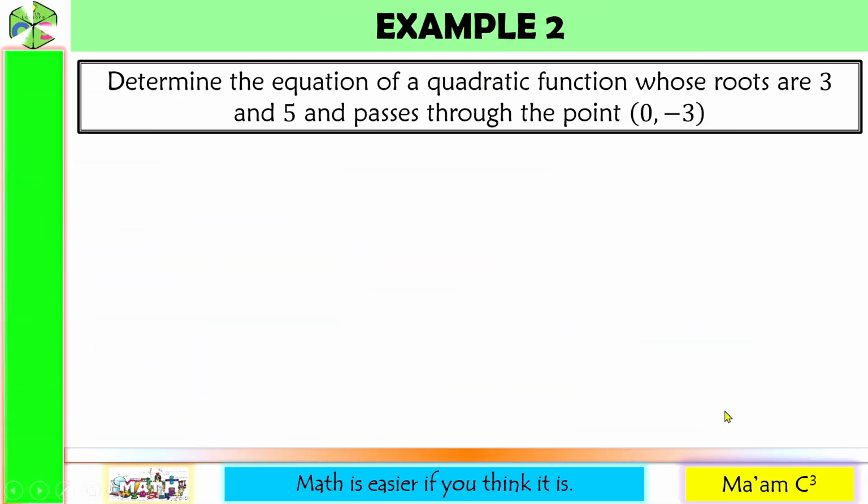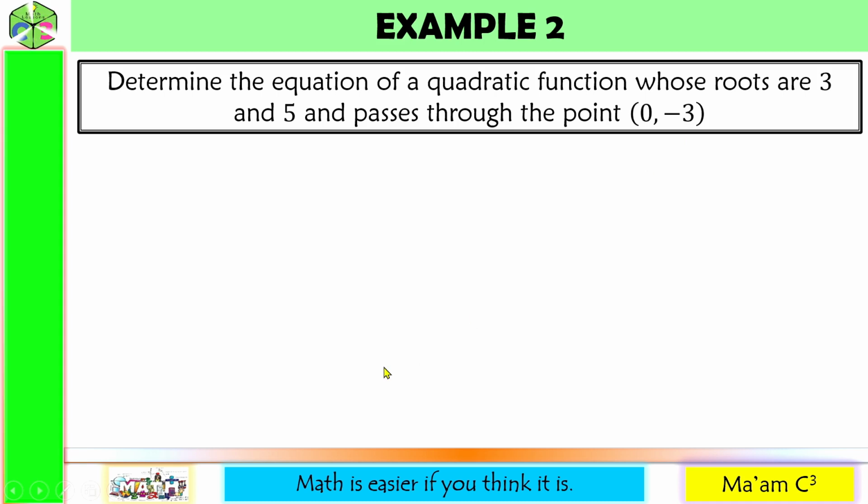Let's have another example. Determine the equation of a quadratic function whose roots are 3 and 5 and passes through the point 0, negative 3. Remember in my previous lesson where I showed you the GeoGebra that there could be many parabolas that will pass through the same roots. So this time we are given a particular point where the parabola passes through, and that is 0, negative 3. We are going to do basically the same process.